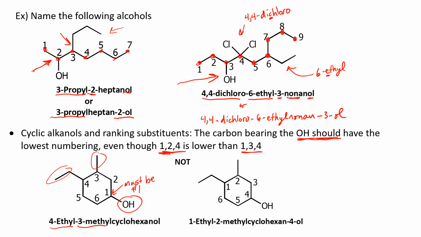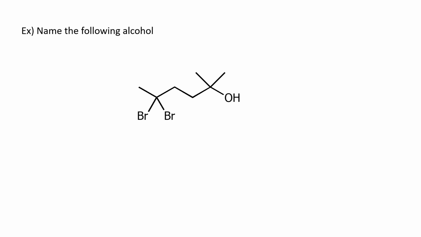So what you don't want to do is start numbering, so remember, we have our ethyl, methyl, and this is a hydroxyl group. You don't want to number this starting with any of the alkyl substituents. You have to start with your alcohol being number 1. So this would not be correct. All right, so pause the video and give this one a shot. When you come back, I'll give you the answer.